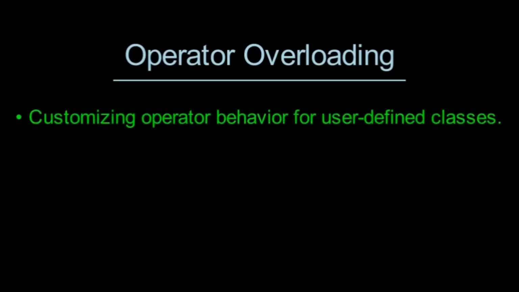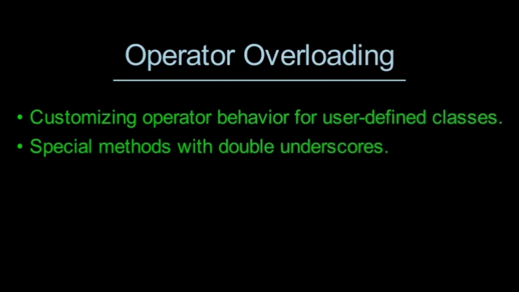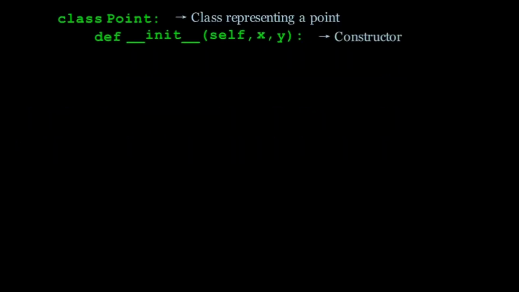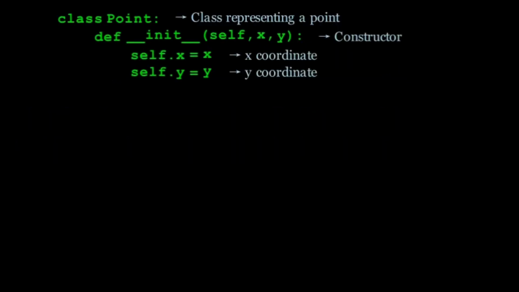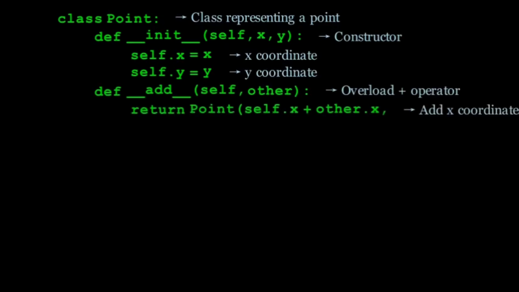Next, operator overloading allows custom classes to work with Python's built-in operators. By implementing special methods with double underscores, we can define how operators like plus, minus, multiplication and others work with our custom objects. Here we define a Point class that represents a 2D point with x and y coordinates. By implementing the __add__ method, we can use the plus operator to add two Point objects together, creating a new Point with the sum of their coordinates. This makes our code more intuitive and readable.